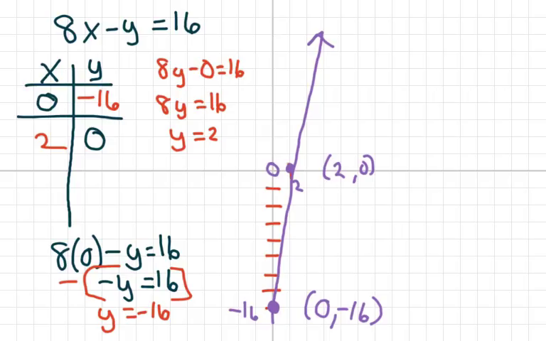And I just used 2 points, 0, negative 16, and 2, comma, 0 to draw my line because I know this is linear. And that's all for this.